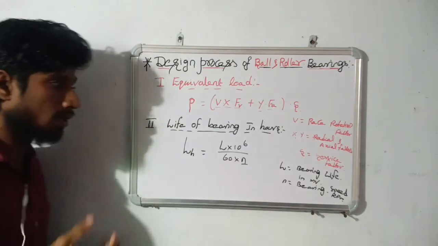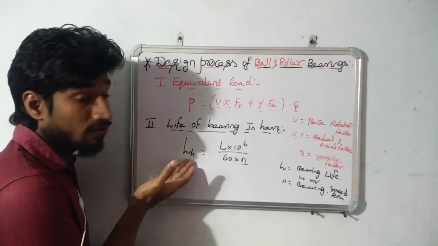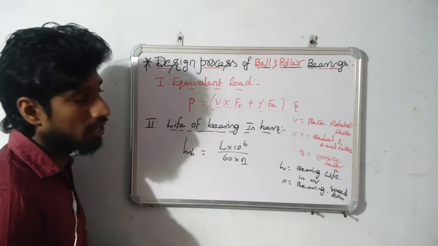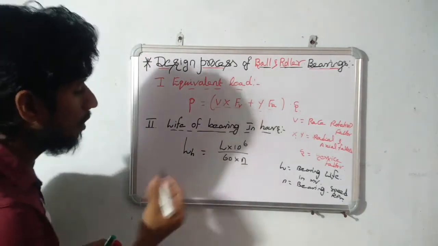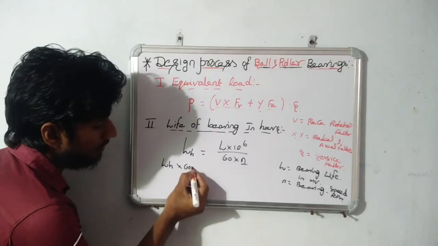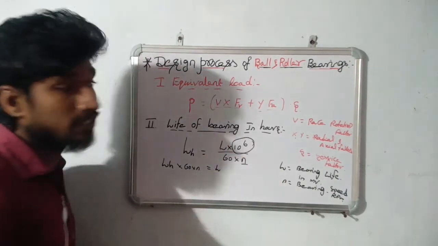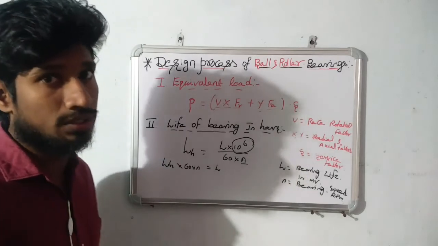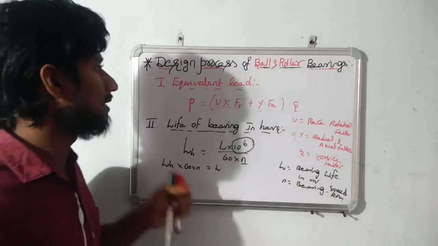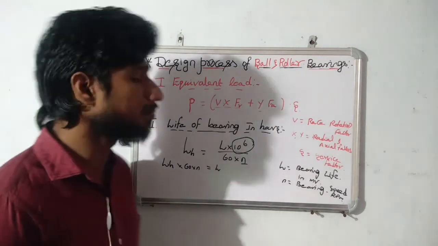In some types of problems, the life of bearing in hours is mentioned. With the help of that, here we consider the life of bearing in million revolutions. So let's see how we consider that. So L_h into 60 into N, that is equal to L. Here the 10 to the power of 6 indicates the million revolutions condition. So this is about the life of bearing in hours. This is the second step in the design of ball or roller bearings. Go to the next step.